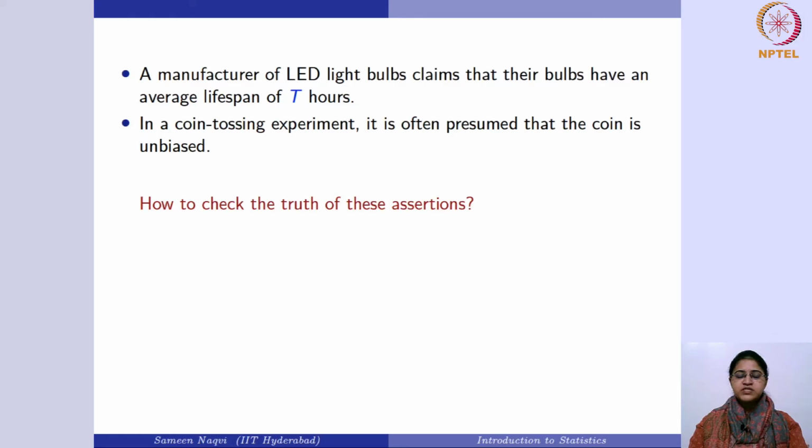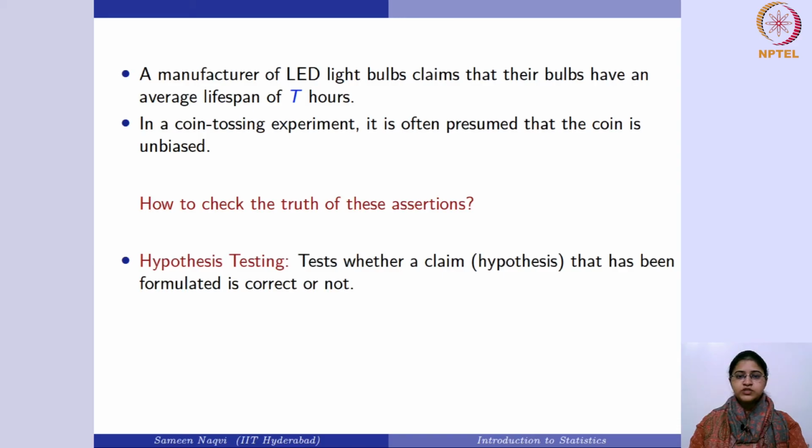For this, basically, we do hypothesis testing. So hypothesis testing primarily says that you have to test whether the claim or the hypothesis that has been made is correct or not. So for instance, if a manufacturer is making any claim about the lifespan of the LED light bulbs, then this is the claim that he has made. Now you want to test whether the claim that has been made is correct or not. So that basically comes under hypothesis testing. Here you start with the claim that has been made. Somebody is already making a claim about the parameter, and then you want to test it.